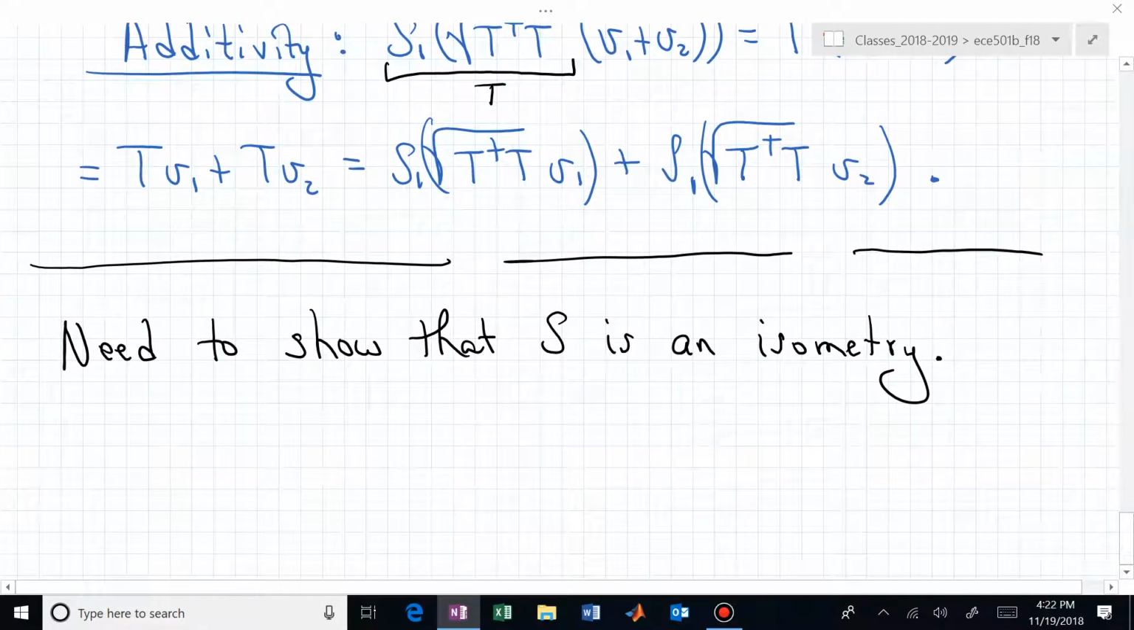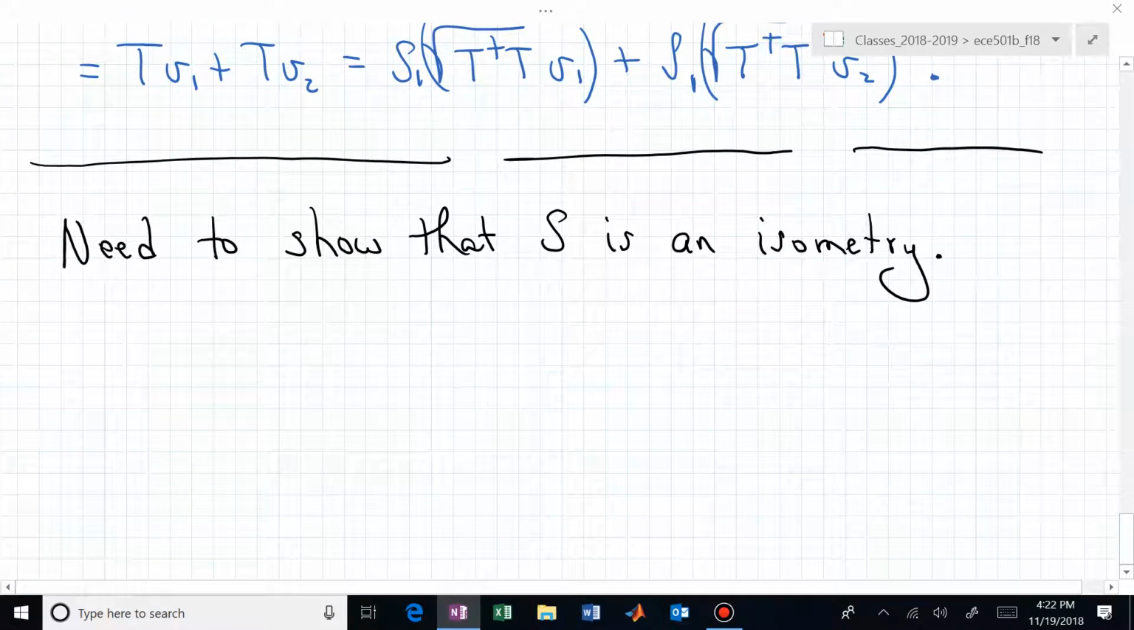Now we need to show that S is an isometry. I think this is maybe where we made it to in previous lectures. So we'll slow down a little bit and try to figure out how to turn S. Is S actually a rotation? Is it an isometry?